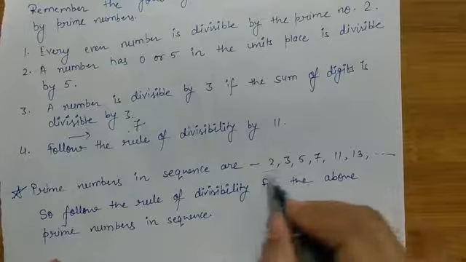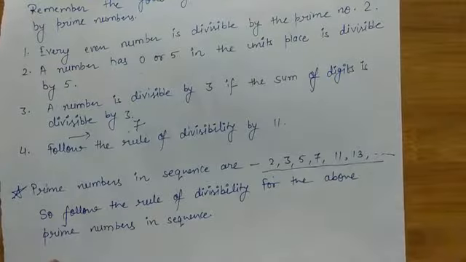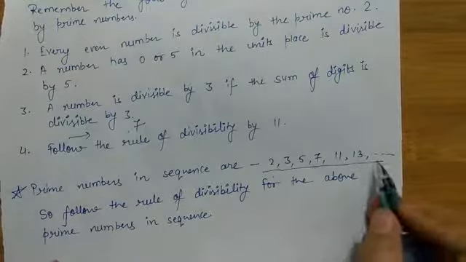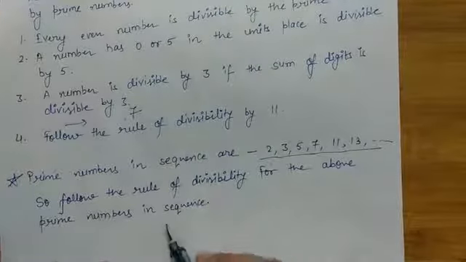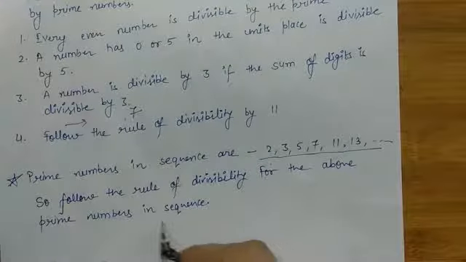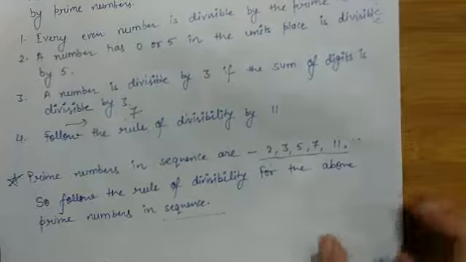As we know, the prime numbers are in this sequence, so we have to go in sequence. So follow the rules of divisibility for the above prime numbers in sequence. We have to follow the sequence to solve this process.